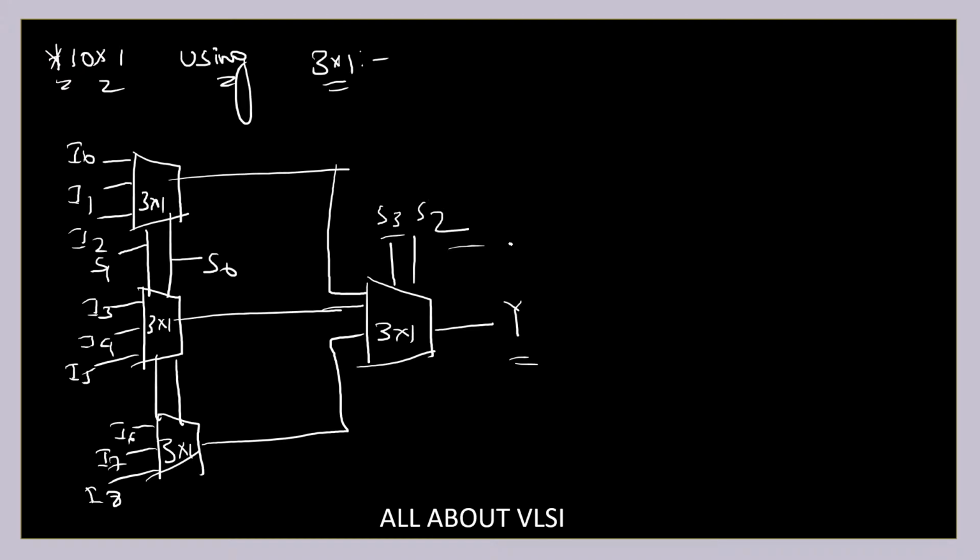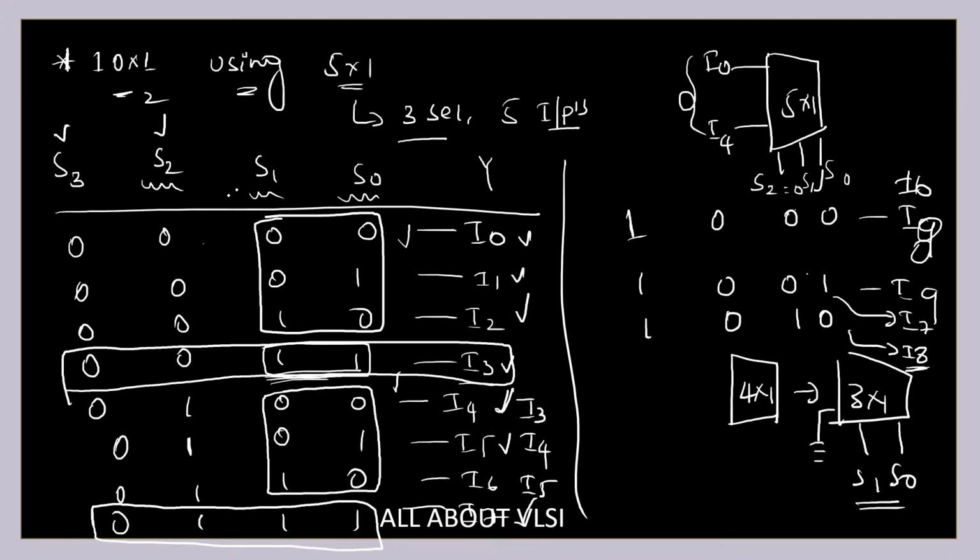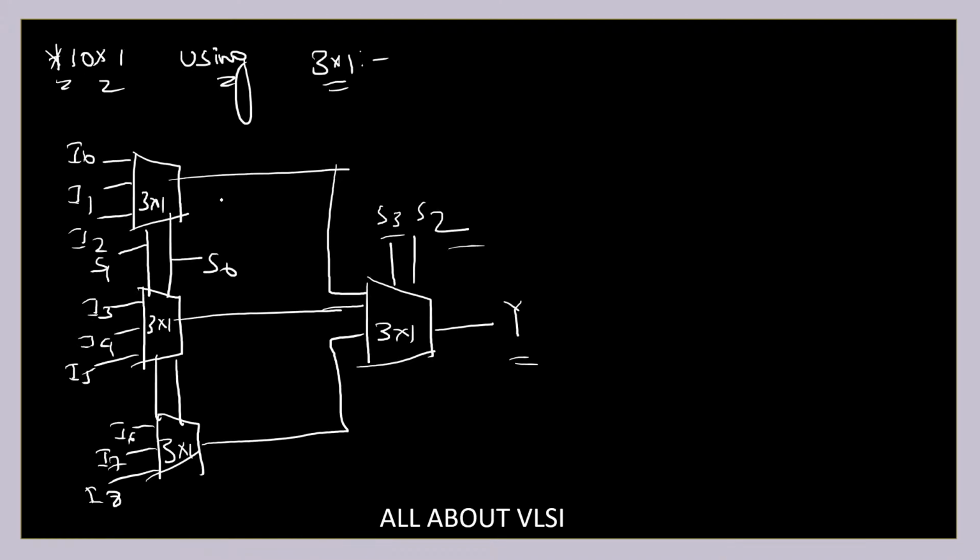Let's say S3 S2 is equal to 0 0. You are going to depend upon S1 S0 for getting your output. And let's say S3 S2 is equal to 0 0 and S1 S0 is equal to 1 1. This combination cannot occur. If S1 S0 are equal to 1 1, your other pin is grounded. In a 3 cross 1 mux, S1 S0 can reach up to 1 0 only. We are skipping that and providing 0 to my output. So like this we are going to build a 10 cross 1 using 3 cross 1. Is it clear for everyone?